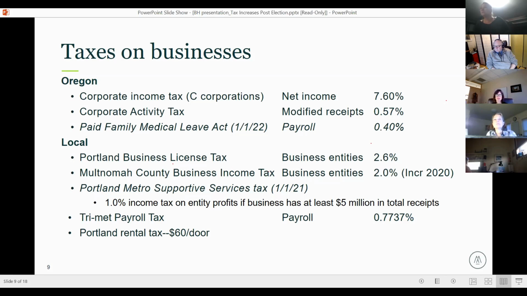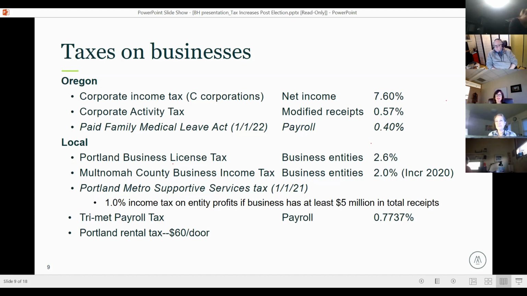To the best of my reading, we don't have the full code section for this yet, but from what I've read on the ordinance and the materials that I see, they're going to follow the Portland and Multnomah County rules to the extent that they can, so it'll be at the entity level.